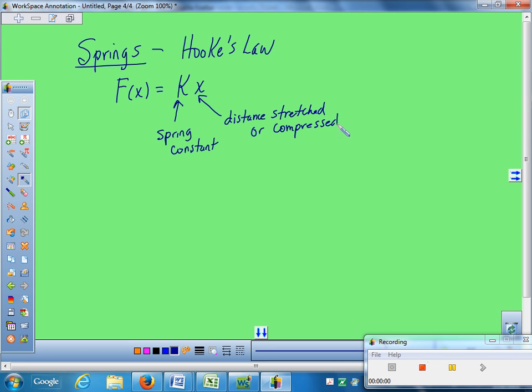Okay, before you can work any problem, you have to figure out what the spring constant is. The spring constant determines how stiff that spring is. The stiffer it is, the more force it's going to take to move it. K is going to be a bigger number. If it's a really easy spring, then K is not going to be a very big number.